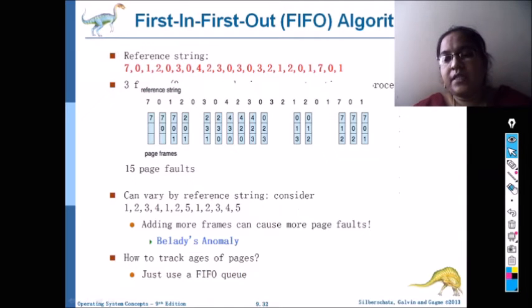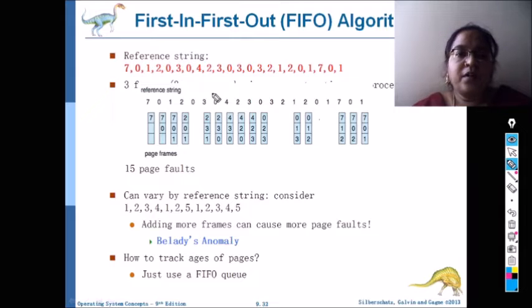Now let us see the first page replacement algorithm, first in first out. The FIFO algorithm says that if you have to select a victim page, the page which came into memory first will be the first one to go out. So we have a reference string like this, and we are having 3 frames. Now let me show you how we are going to get the page faults.